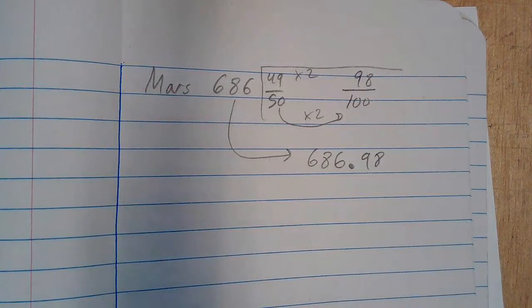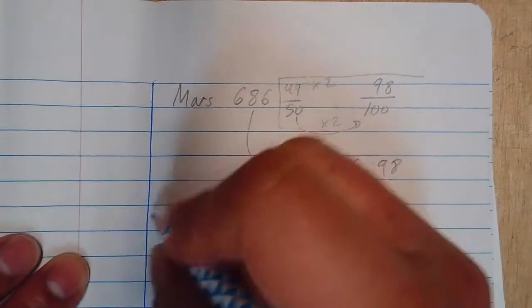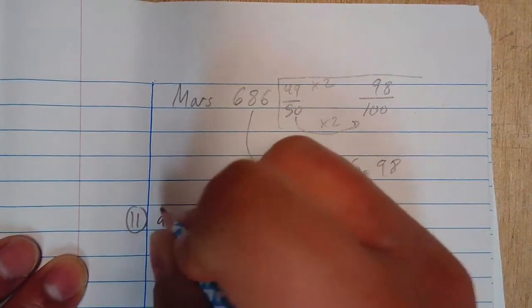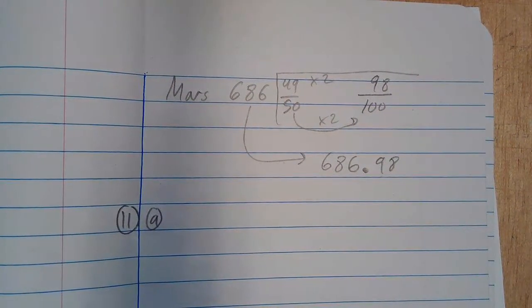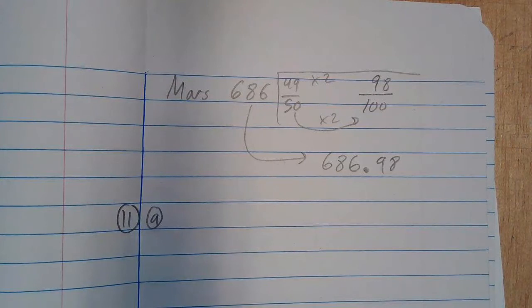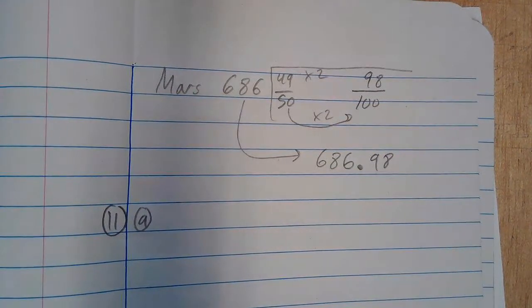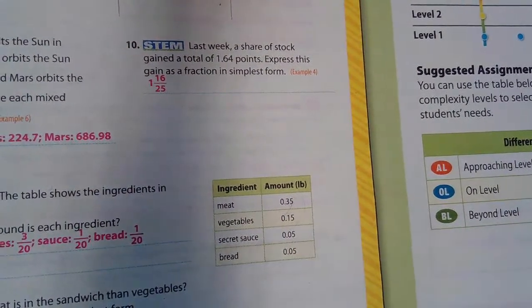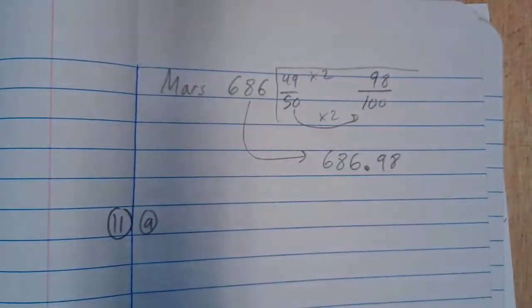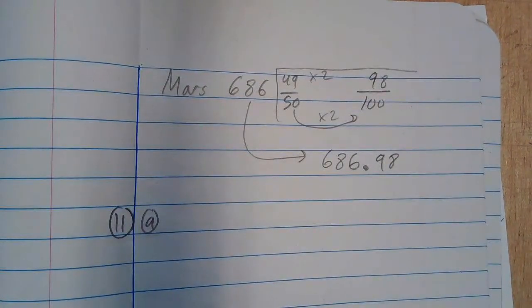11 has a lot of parts. Let's see if we can do this one by one. Just knock it out of the park here. The table shows the ingredients in an Italian sandwich. Let me just show you the table. We have all these ingredients, right? And I guess we have to change them into fractions. And yes, I know the answers are on the side, and the answers are in the back of the book. But do you know how to do this?